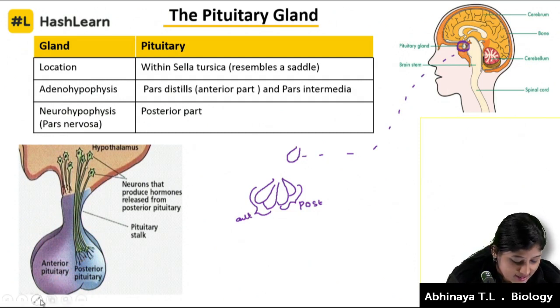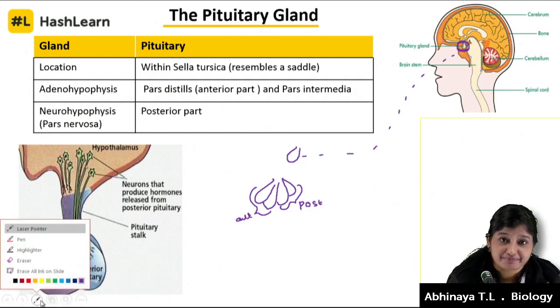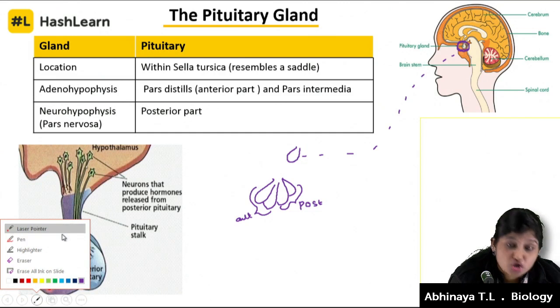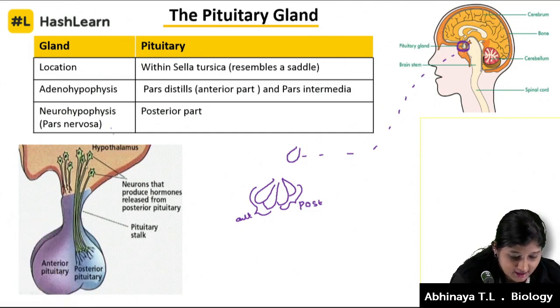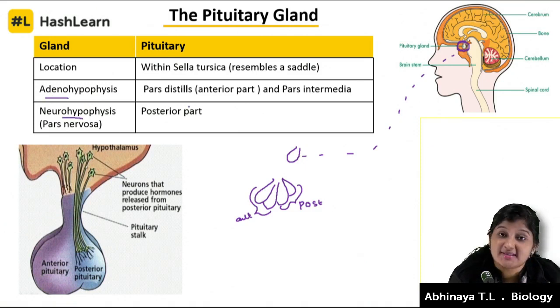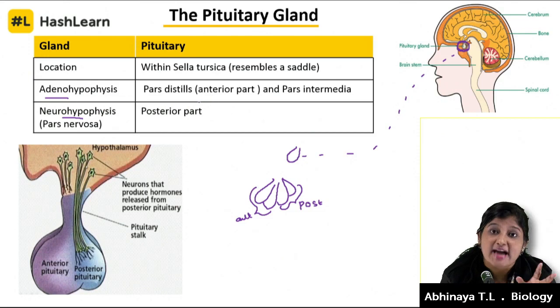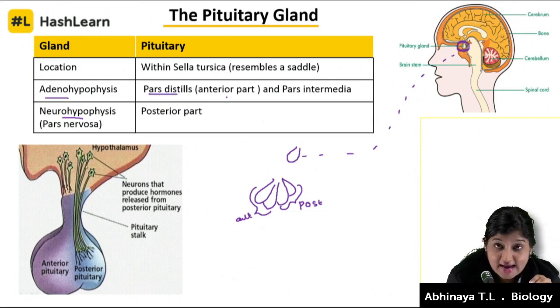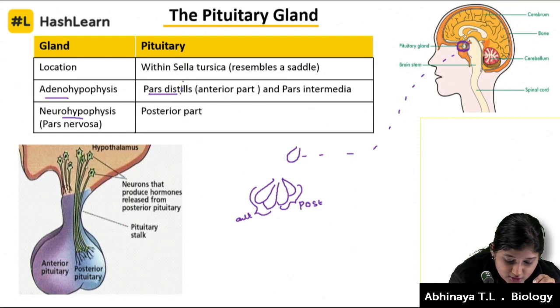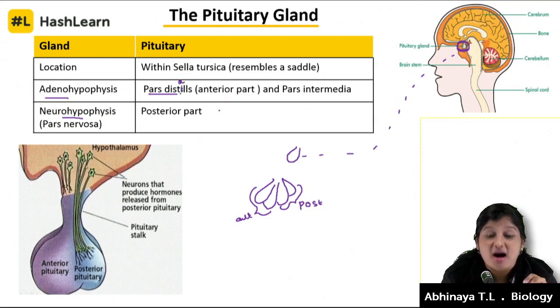So as I said, anatomically the pituitary gland is made of two important structures, that is adenohypophysis and neurohypophysis. Adenohypophysis has two more structures within it. It's called pars distalis. Sorry, this should be A. Pars distalis and pars intermedia.